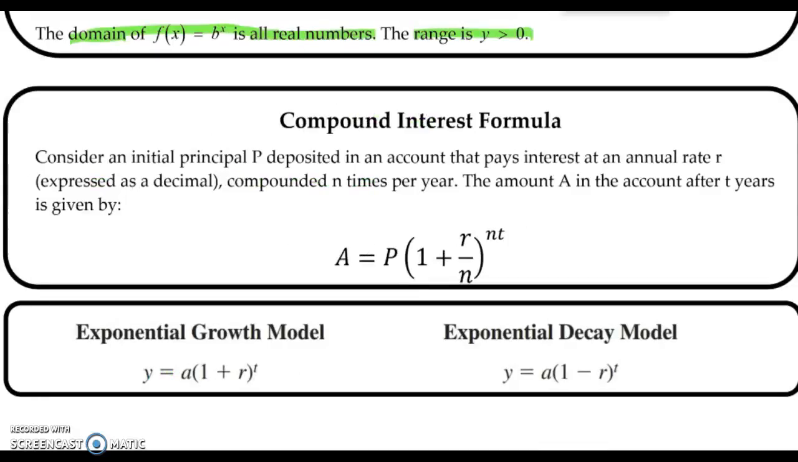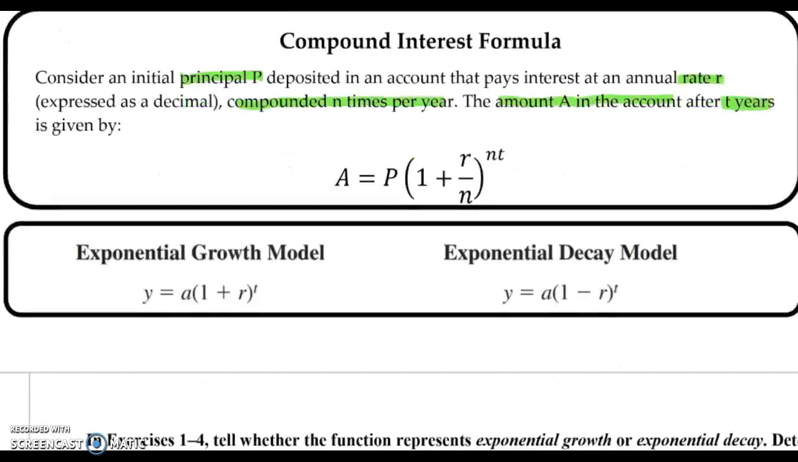Next, we have our compound interest formula. It says P represents the principal, R represents the rate, N represents the number of times it's compounded each year, A represents the amount in the account after T amount of years, so T represents years. And here is our formula. We're going to use it later on.